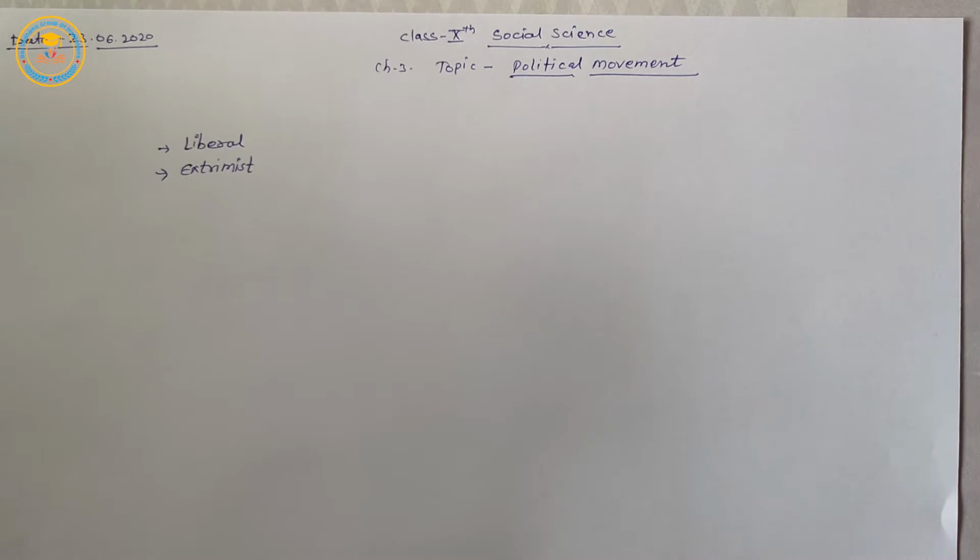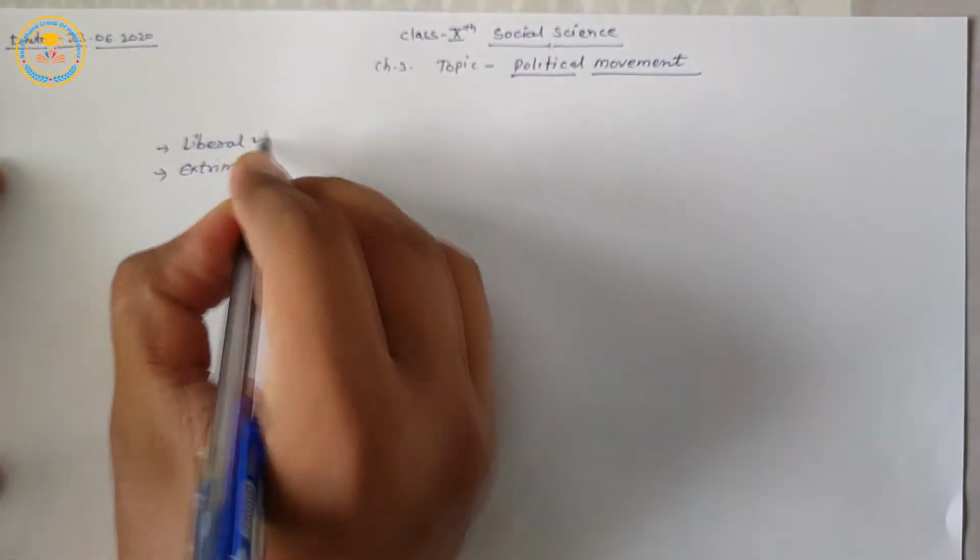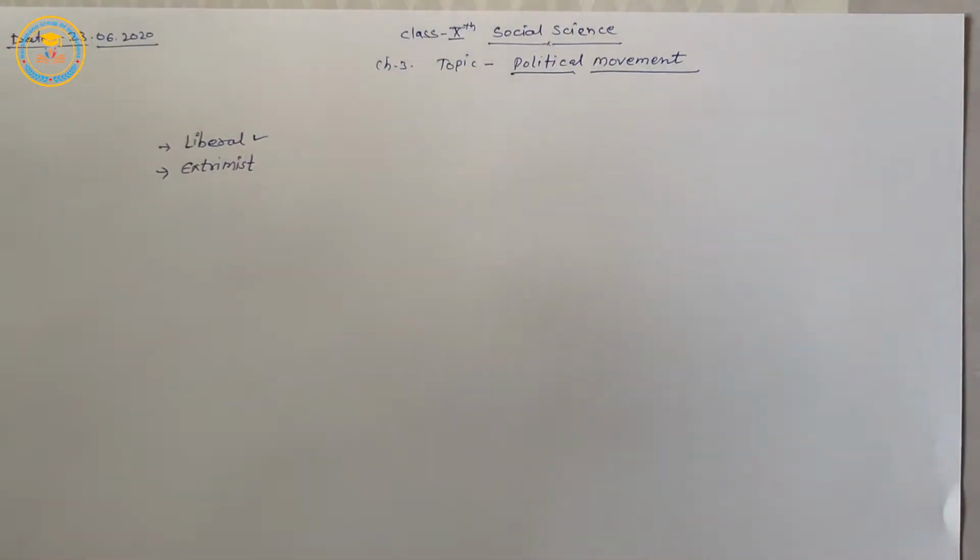The liberals also wished to expand their movement by informing the people about British exploitation and wished to organize people of all religions and classes. So this is the emergence of the political movement through the educated people, the elite class and the landlords.